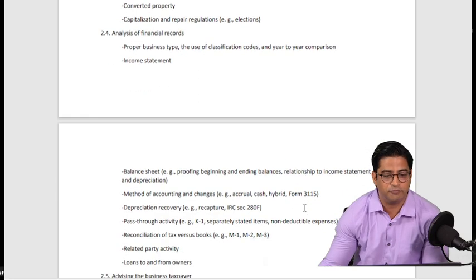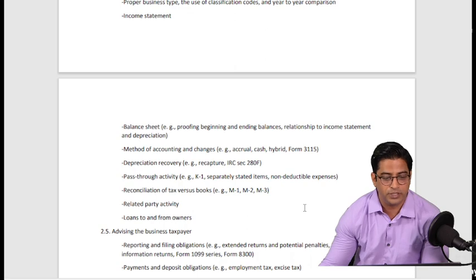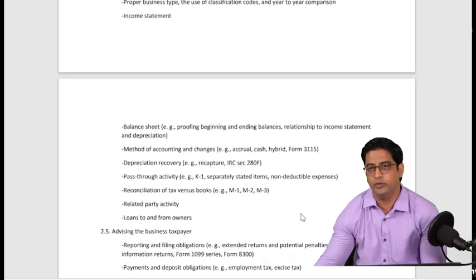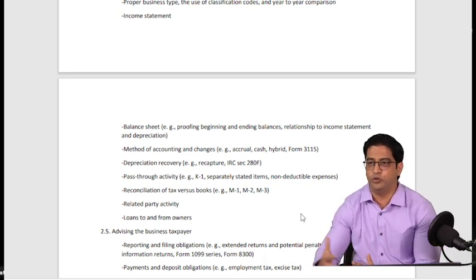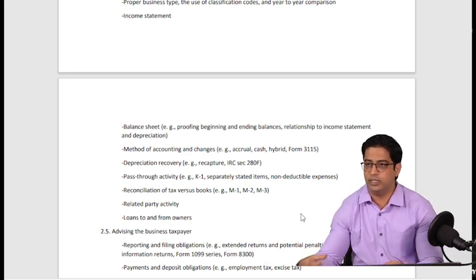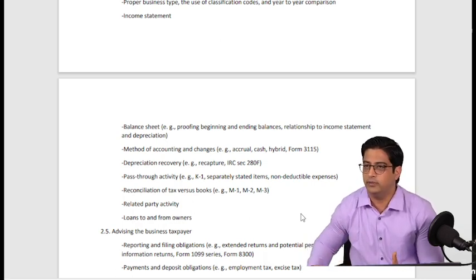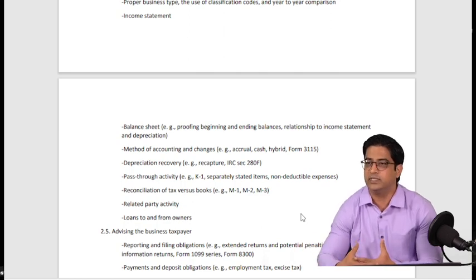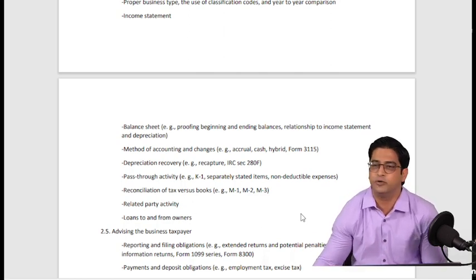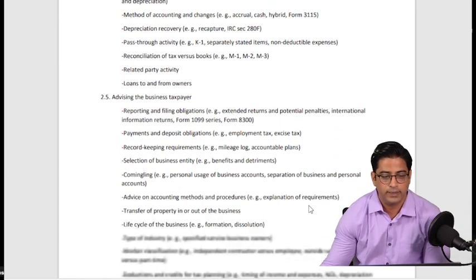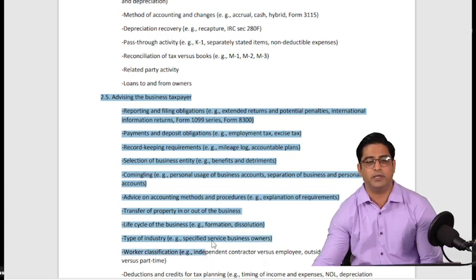And analysis of financial records, balance sheet, depreciation recovery, reconciliation of tax versus books, M1, M2, M3. All these 3 schedules will be looked at in depth. How do you reconcile the tax with respect to books? Whatever you are claiming, whatever you have noted down in your books, the reconciliation of the tax and books is what these M1, M2, M3 schedules will talk about. So how do you advise? This is the new unit that they've added, a new chapter as part of part 2.